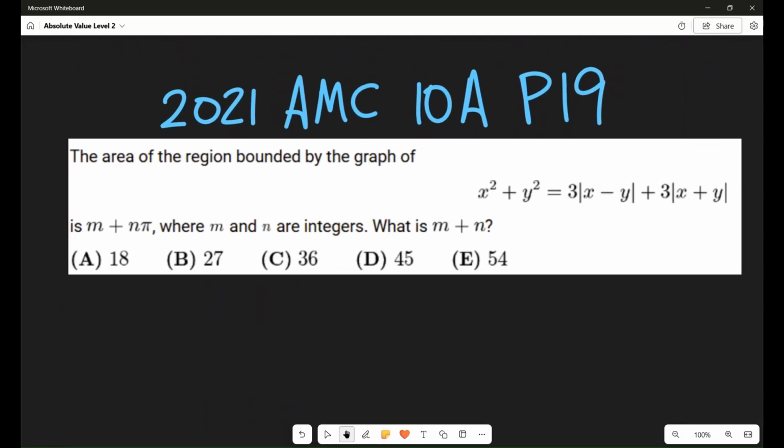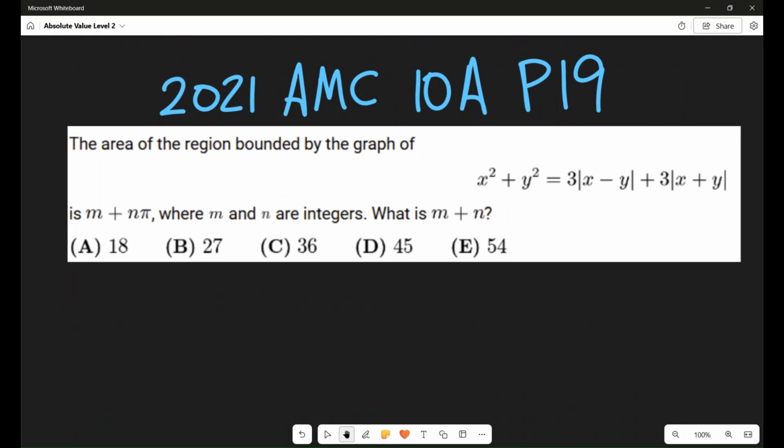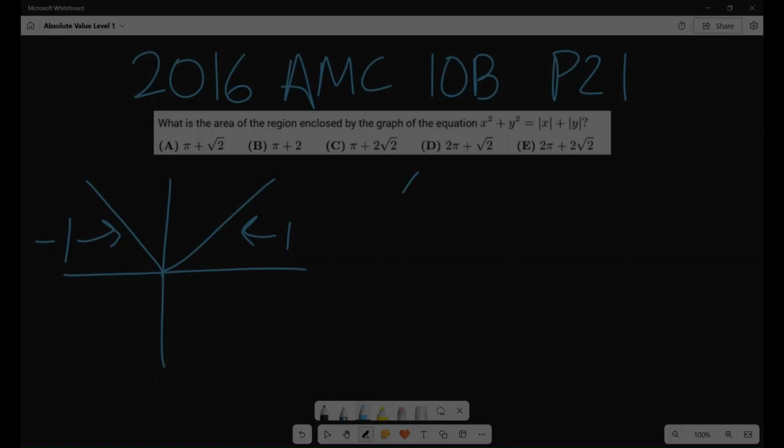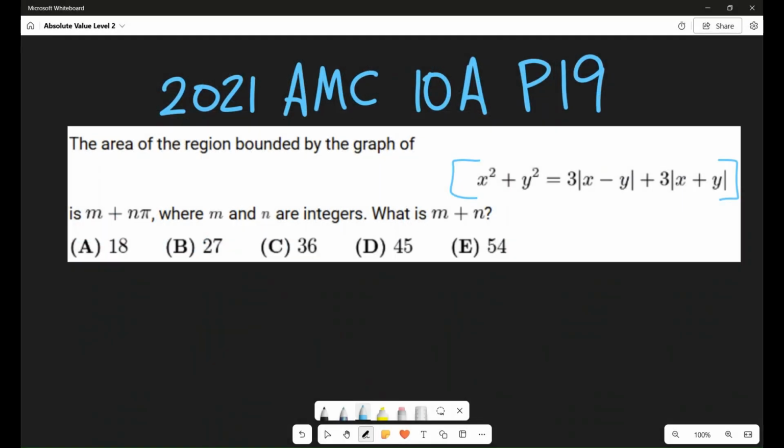Our first problem is the 2021 AMC 10A problem 19. And essentially all we have to do for this problem is find the area of the region bounded by this graph. And we don't like those sneaky absolute values on the right hand side. We can notice that this is really similar to the graphing question we did in the last video, and we can take a similar approach to that.